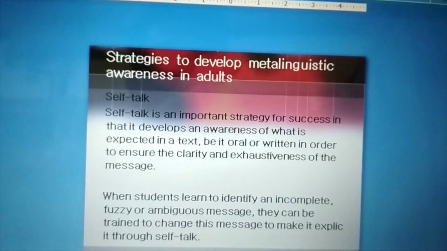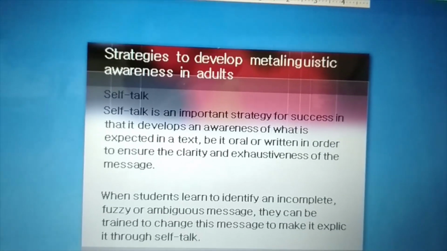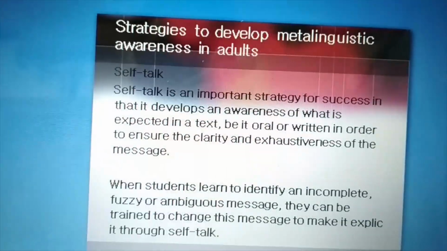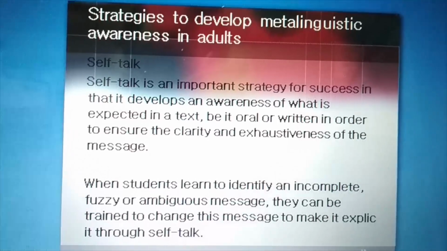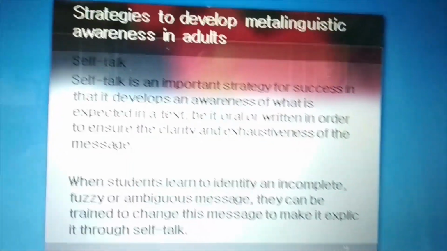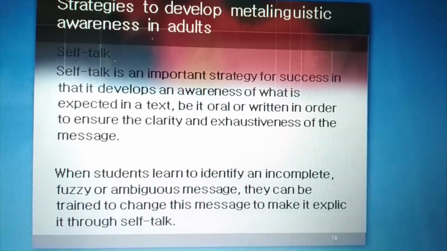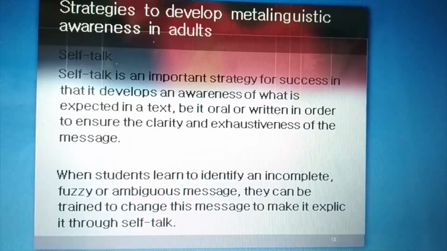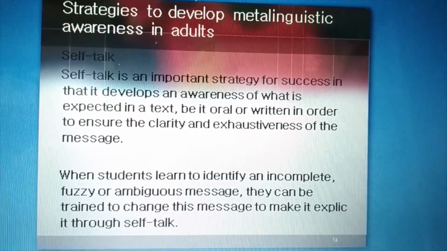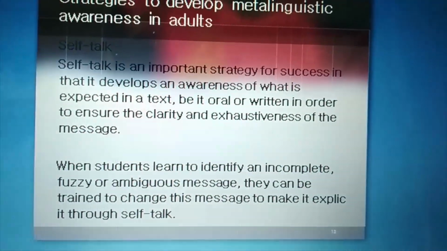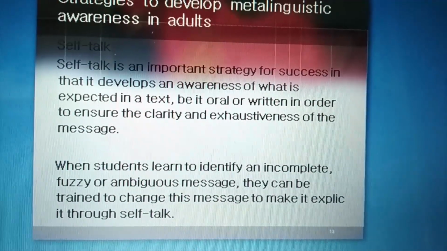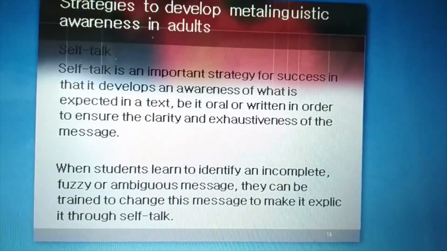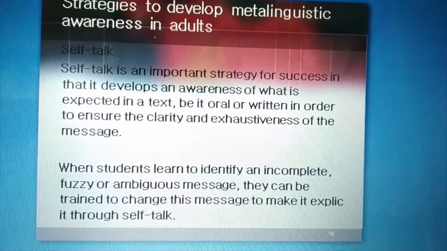And here are the strategies to develop metalinguistic awareness in adults. The first is self-talk. Self-talk is an important strategy for success in that it develops an awareness of what is expected in a text, be it oral or written, in order to ensure the clarity and exhaustiveness of the message.